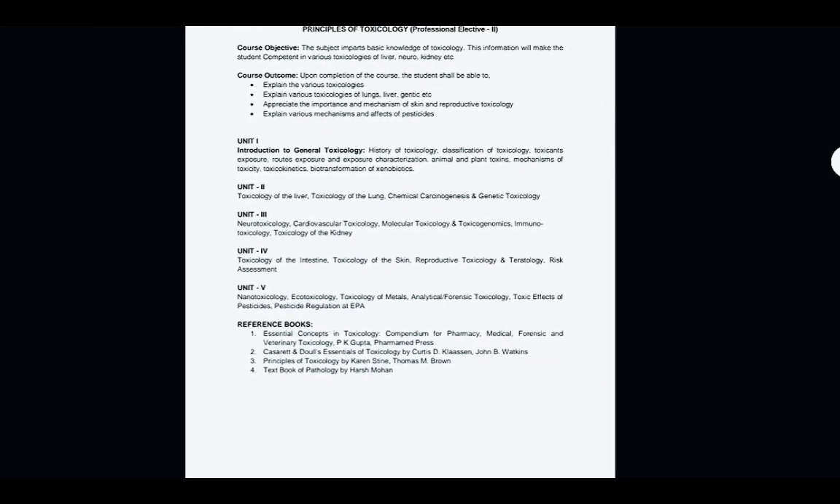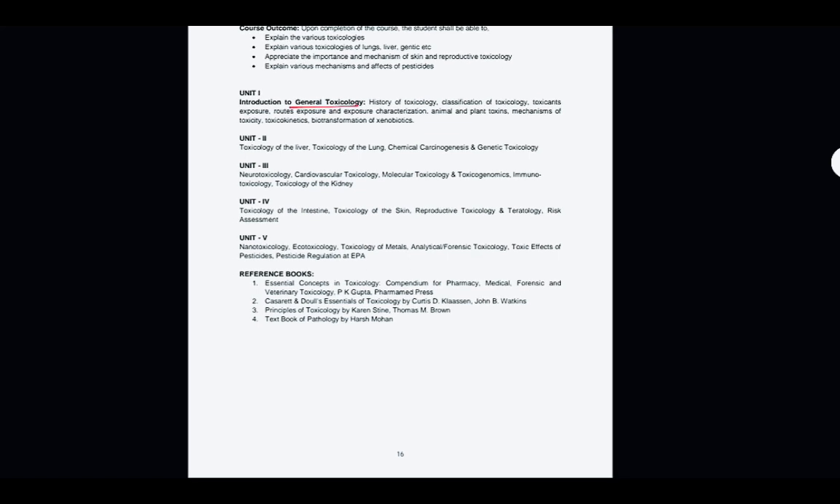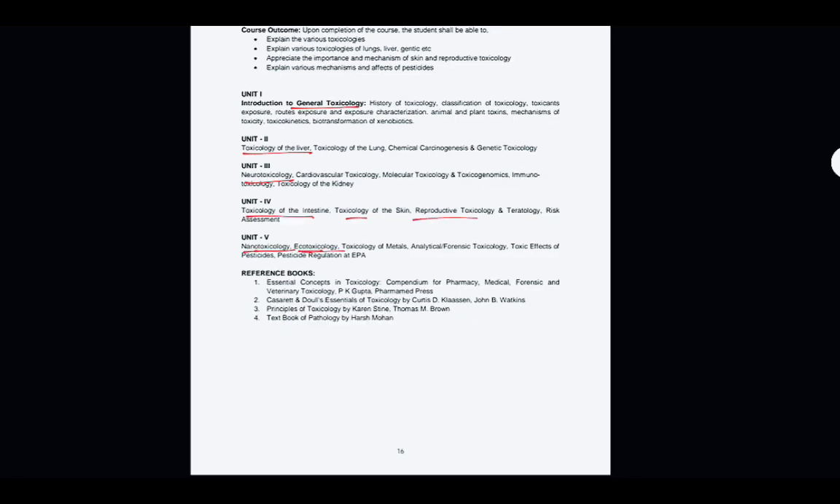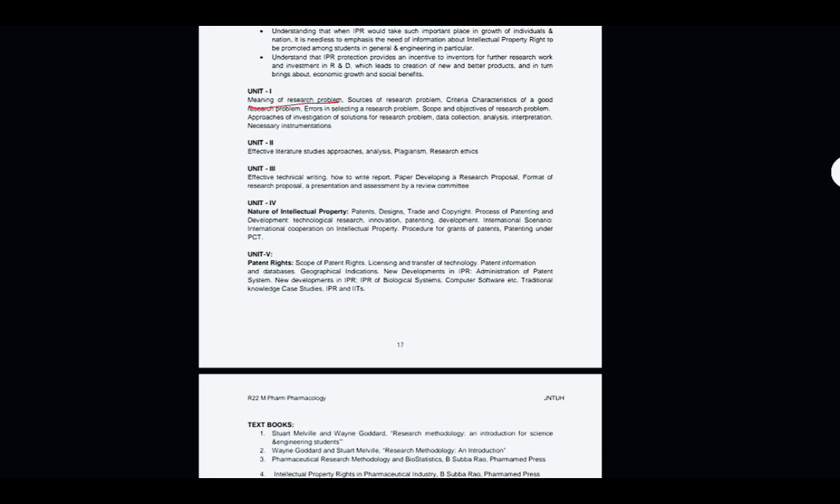Then we have principles of toxicology: introduction to general toxicology, toxicology of liver, neurotoxicology, toxicology of intestine, nanotoxicology and ecotoxicology. Then we have research methodology: meaning of research problem, effective research study approaches, effective technical writing, and nature of intellectual property such as patent rights. And advanced pharmacology lab, these are the lab experiments.